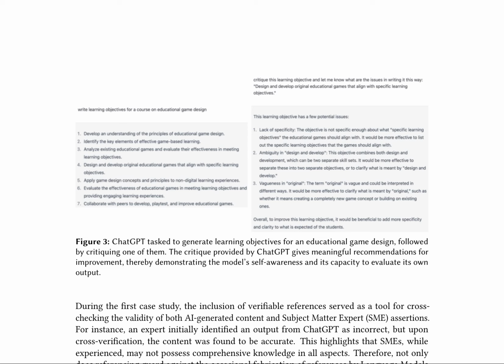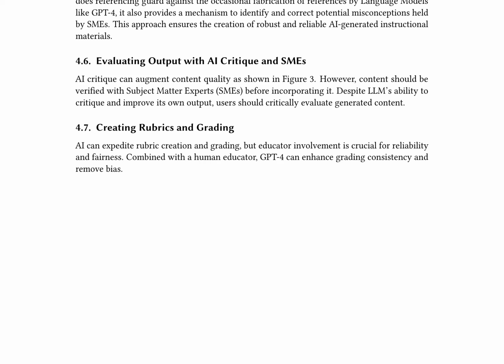This approach ensures the creation of robust and reliable AI-generated instructional materials, as SMEs may not possess comprehensive knowledge in all aspects. AI critique, as demonstrated in Figure 3, can augment content quality, but content should be verified with SMEs before incorporation. Furthermore, AI can expedite rubric creation and grading, but educator involvement is crucial for reliability and fairness.